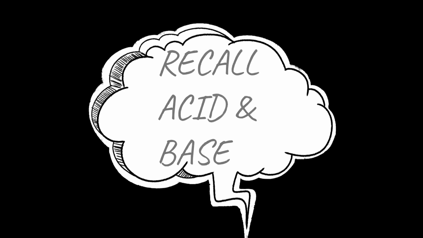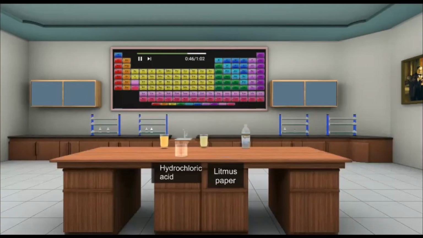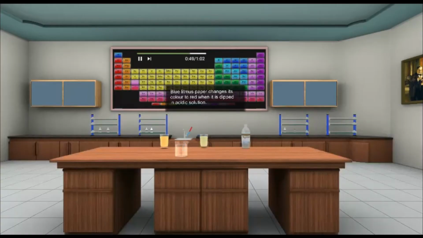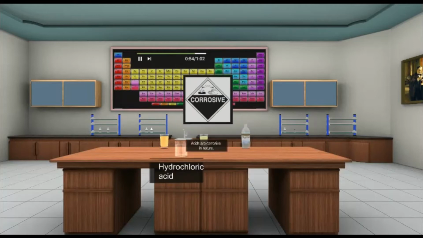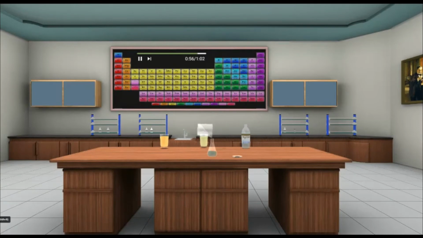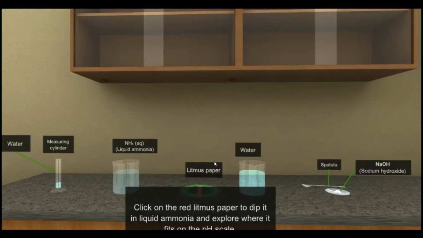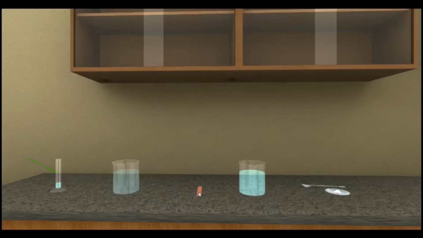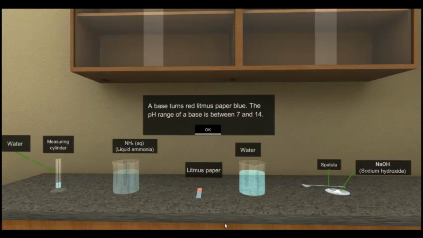Before we move on to the topic today, let's recall back on acid and base which you have learned in lower secondary. Let's observe hydrochloric acid. When immersed with blue litmus paper, it turns red. Acids are corrosive in nature, and acids can react with metals where it will release hydrogen. Let's watch what happens when you immerse red litmus paper into an ammonia solution. As you can see, ammonia solution turns the red litmus paper blue. Thus, we can conclude base will turn red litmus paper blue.